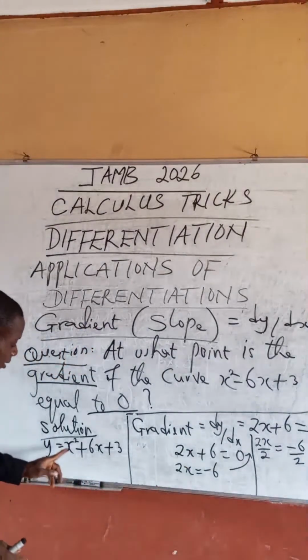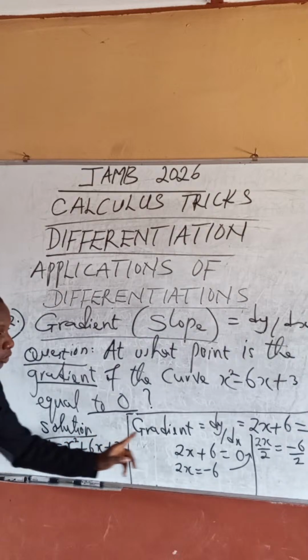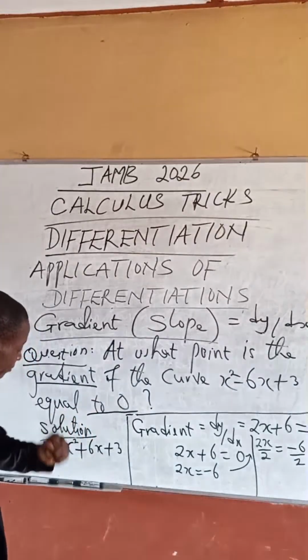So differentiate. If you differentiate x squared, the 2 will come down and multiply x. Then subtract 1 from the power and place it here. That is 2x raised to power 1, or simply 2x. That's what we have here. Okay? Please don't forget that.